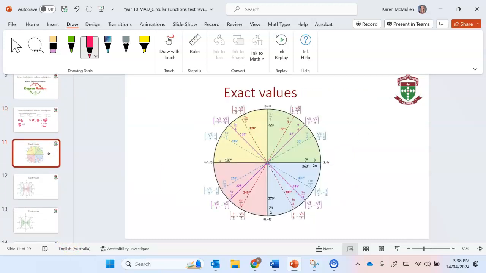So your exact values, we've kind of worked through the exact values, these values here. And it's extremely important that you remember them. So to be honest, I've never taught it with the unit circle. I've done the table of values or I've done the triangles, but I'm starting to think it's actually quite easy to remember them here.